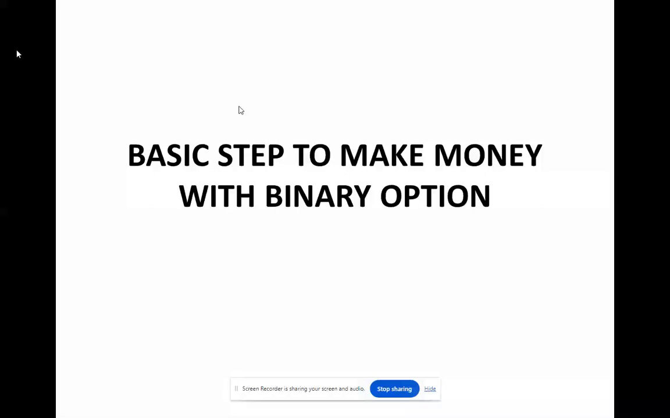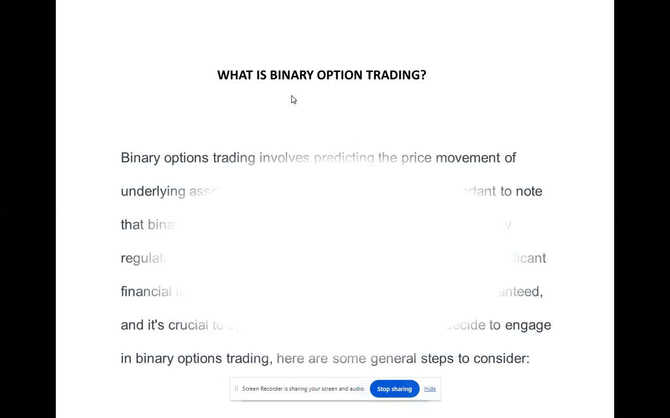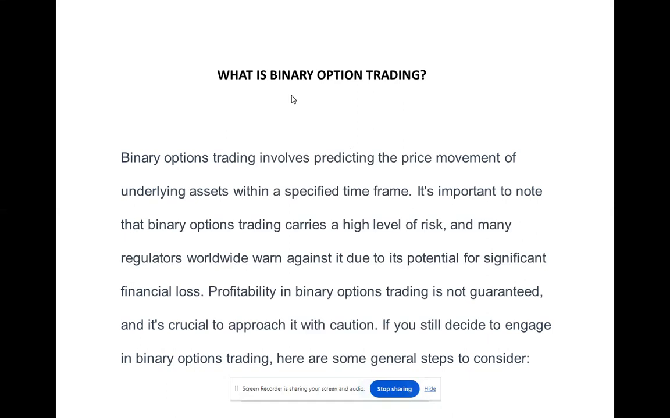Let me explain the meaning of binary option. What do we mean by binary option? When we are talking about binary option, binary is just like 1 and 0. You predict yes or no. Binary option trading involves predicting the price movement of an underlying asset within a specific time frame.